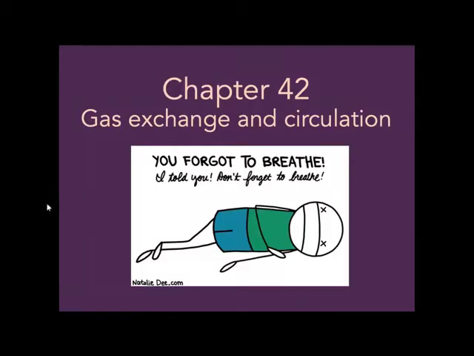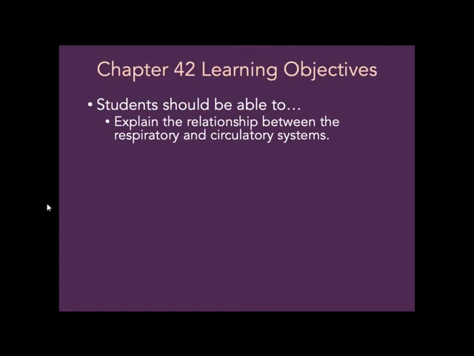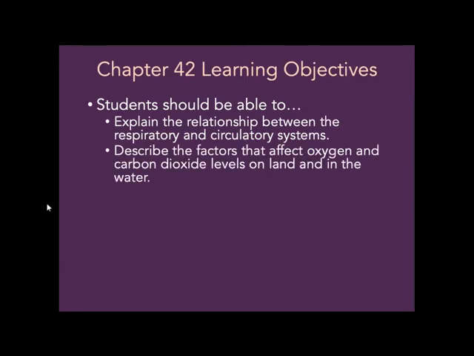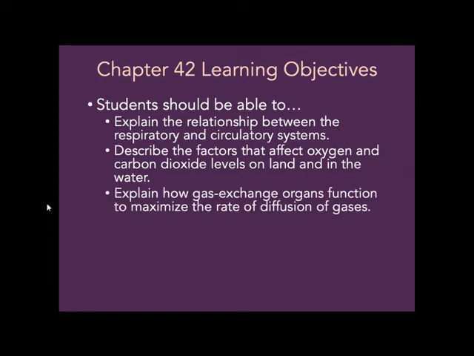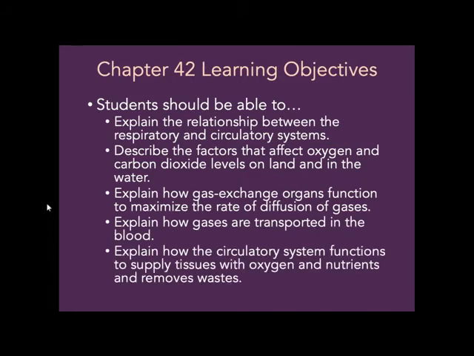Welcome to Chapter 42, Gas Exchange and Circulation. By the end of this chapter, you should be able to explain the relationship between the respiratory and circulatory systems, describe the factors that affect oxygen and carbon dioxide levels on land and in the water, explain how gas exchange organs function to maximize the rate of diffusion of gases, explain how gases are transported in the blood, and explain how the circulatory system functions to supply tissues with oxygen and nutrients and remove wastes.